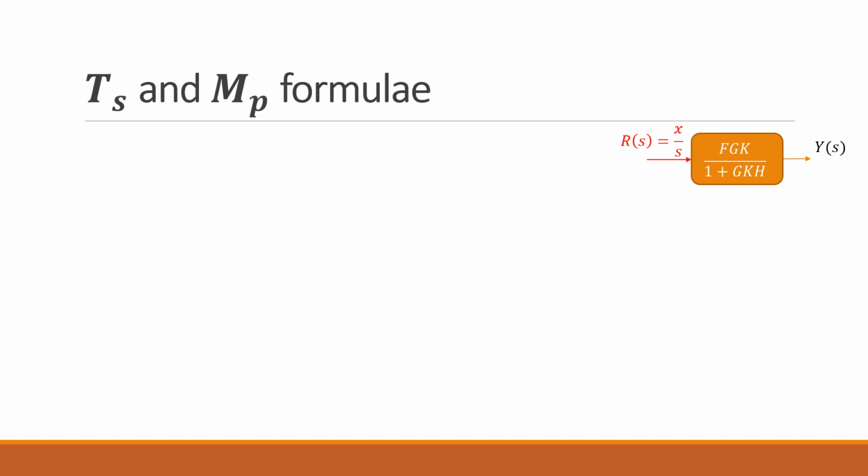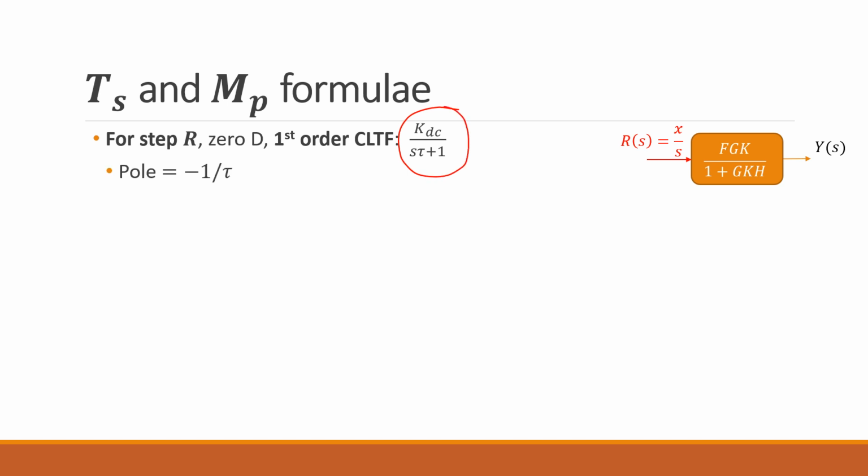If we ignore the disturbance and just consider the reference command, the overall system once again could be reduced to a single block with a closed loop transfer function inside it. Now let's look into the formula for settling time and overshoot in a little bit more detail if the closed loop transfer function is a first order system written as such. The pole of the system from the denominator polynomial is just minus 1 over tau. There are no zeros in the system, and the DC gain of the system is K_DC, obtained by plugging S equal to 0 in the transfer function.